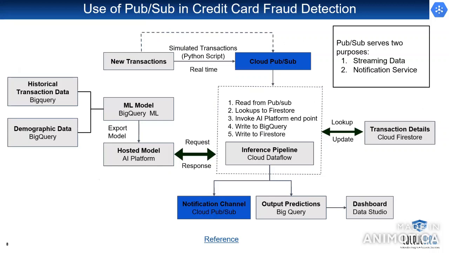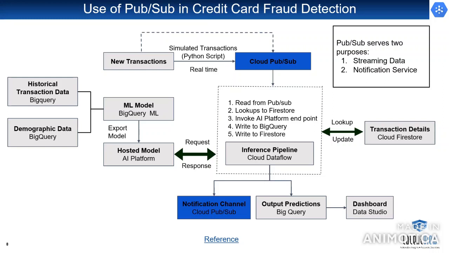Next, we have the use of PubSub in credit card fraud detection. Let me just give you an overview on how this works. We'll have our historical transaction data and demographic data of the consumers in our BigQuery table. And using this BigQuery data, we'll train the ML model using BigQuery ML, and we'll export this ML model to be hosted on the AI Platform, so it can work on a real-time basis.